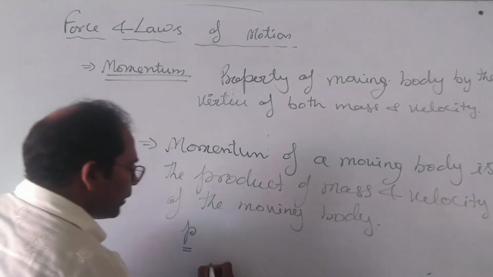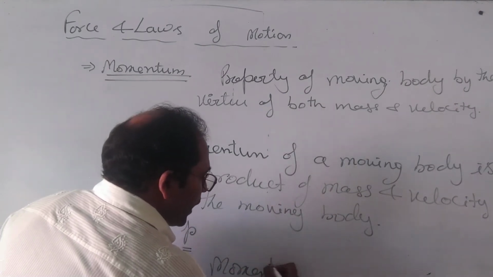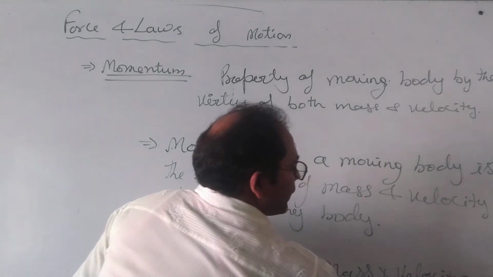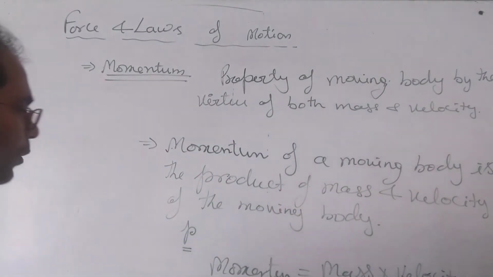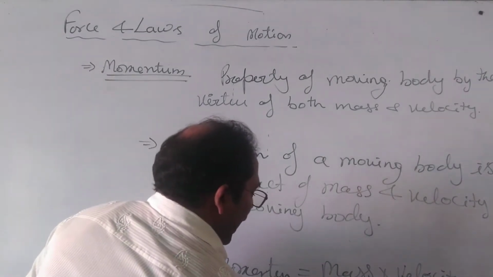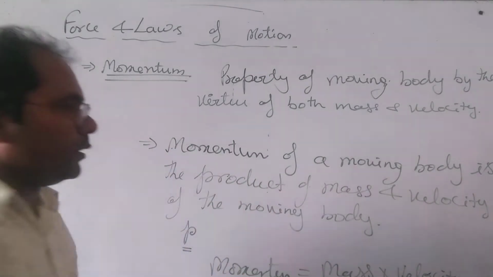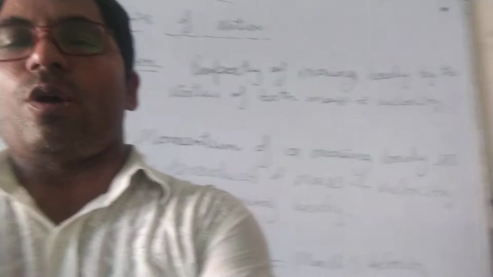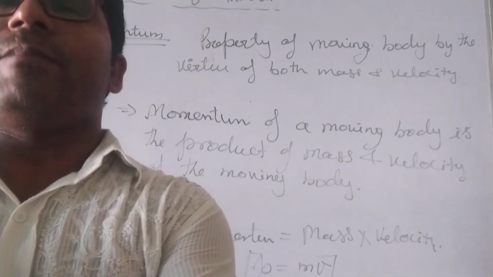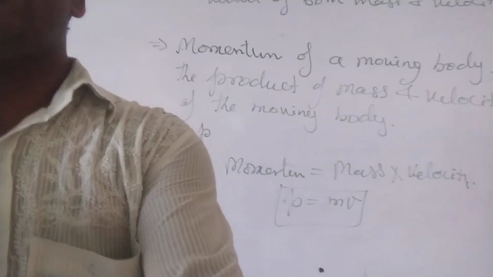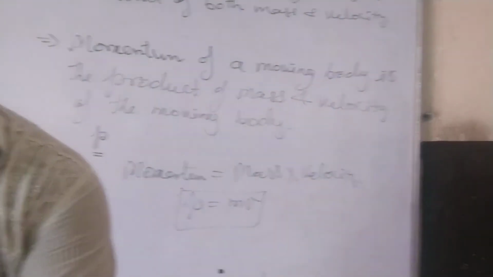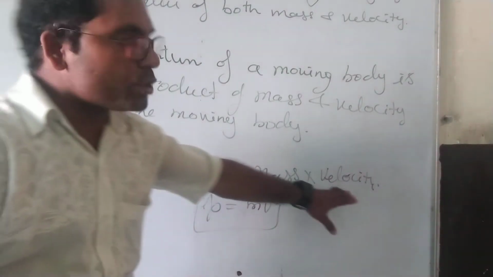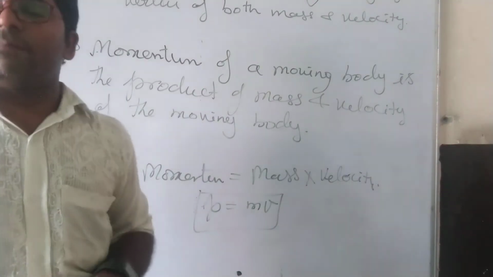Then what will be the formula? Momentum equals mass into velocity. P equals mv, where m is the mass of the object and v is the velocity of the moving body. So this is the way that we can write down the definition and the formula of momentum. Momentum equals mass into velocity. P equals mv.